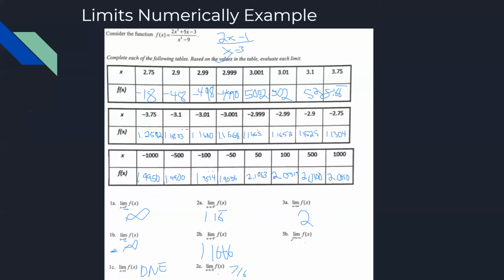So finally, 3b for limits numerically is asking us to find the limit as x approaches -infinity. And we can see that from the middle, it goes a little up, little by little, and it approaches 2. Therefore, the limit as f of x approaches -infinity is 2. So that's our example for limits numerically.